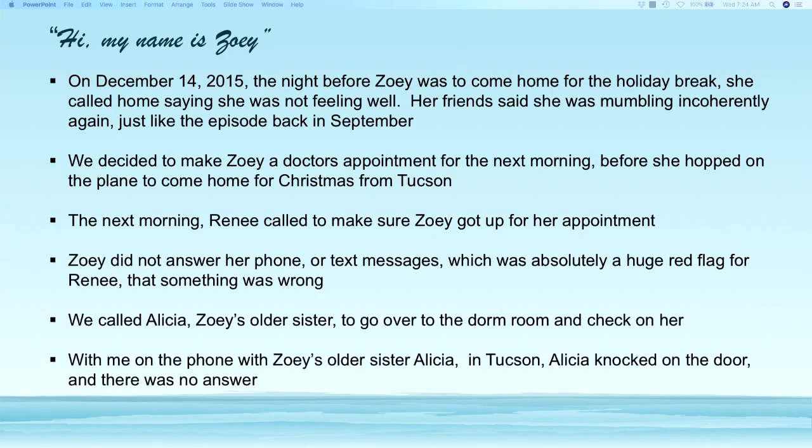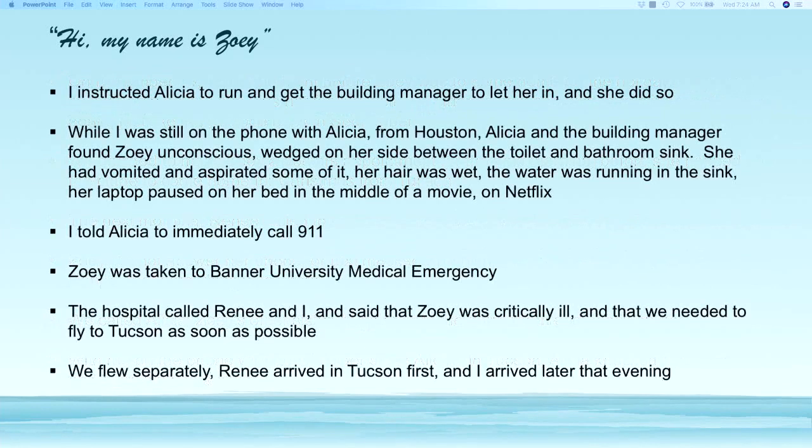She went up to the room, knocked profusely on the door, and no one would answer the door. I instructed Alicia to run and try to grab the manager of the building to let her in. And while I was still on the phone with her, Alicia and the building manager got into the room, found Zoe unconscious, and she had wedged herself between the toilet and the bathroom sink. In her dorm room, she had aspirated, her hair was wet, the water in the sink was still running, and her computer on her bed had been stopped halfway through a movie she had been watching on Netflix.